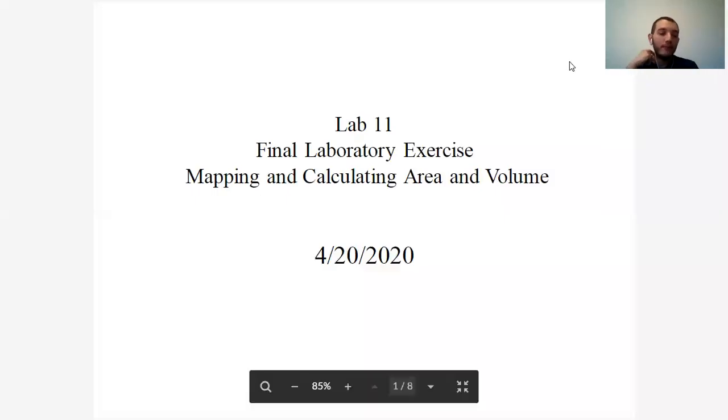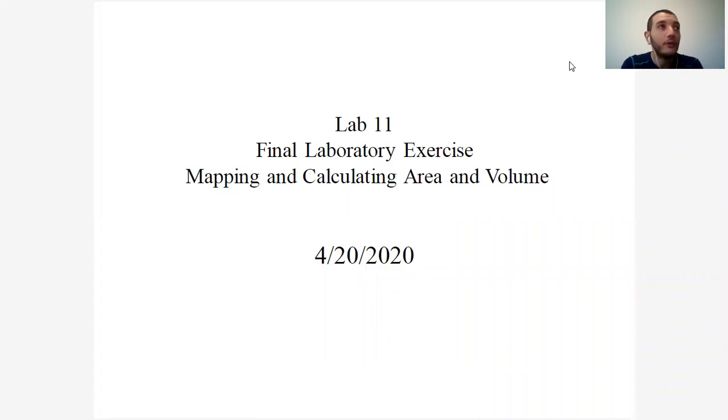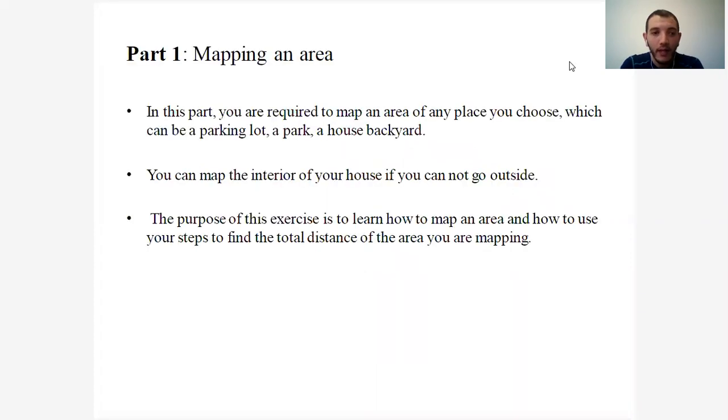Good afternoon, everyone. Today is our last lab. It's lab 11. This lab will be due in 2 weeks from today. In the first part, we will start with mapping the area.